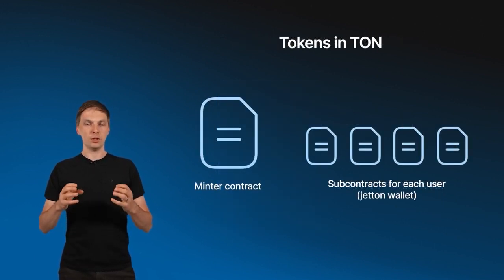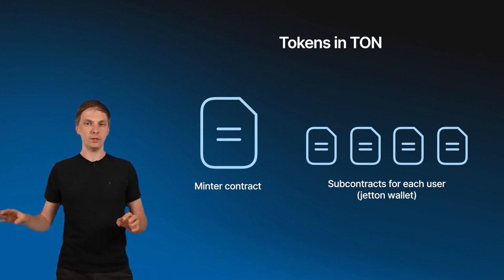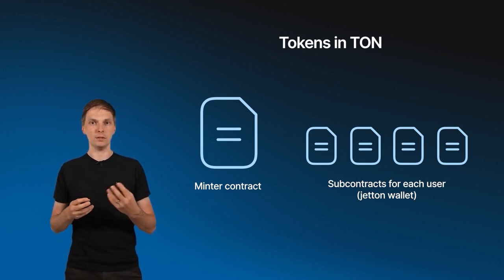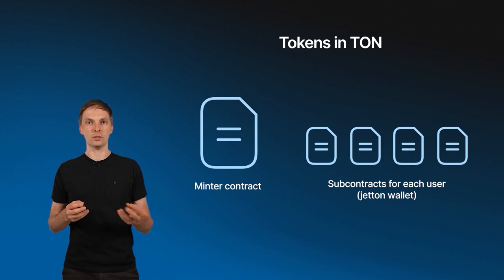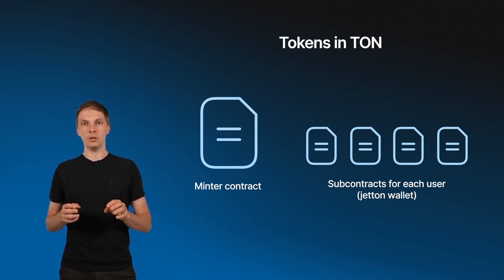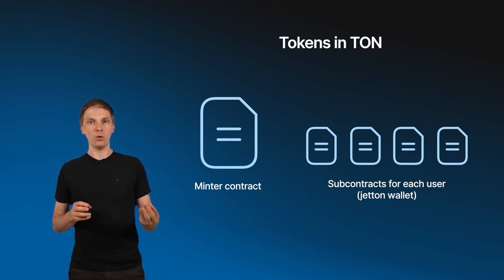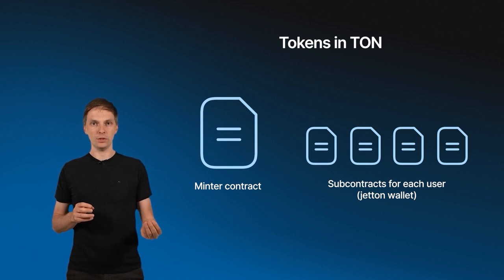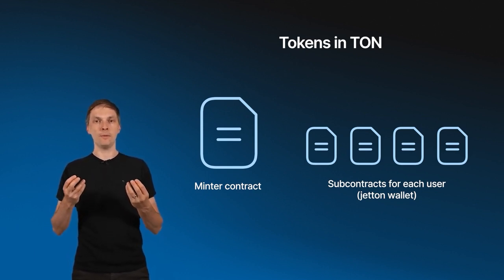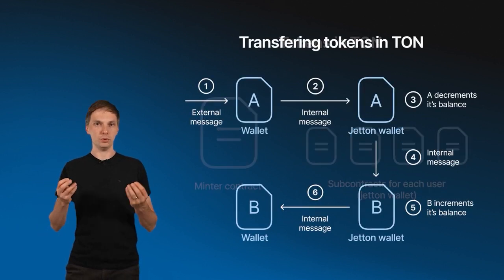In TON, the tokens are implemented as distinct contracts, one contract per user plus a separate minter contract that provides the interface for creating new units of the token. The contracts per user are called Jettons wallets. And the job of those Jettons wallets is to hold the balance of a token for each individual user. And they have a very interesting trick to authenticate transfers between them, because this is what happens in those tokens.